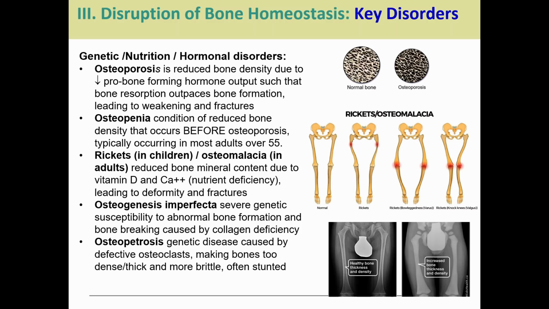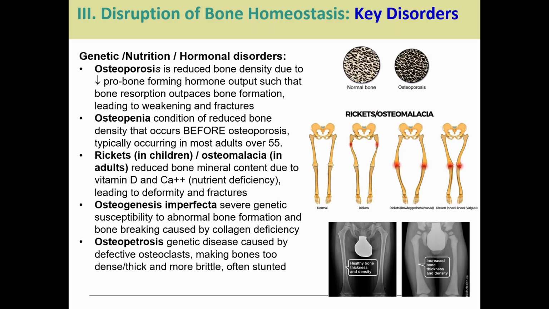Rickets or osteomalacia, this is basically a deficiency in vitamin D and calcium, especially in children. This can cause deformity and fractures in the bones. One of the hallmark signs is the child developing their bones and their legs developing bow-legged, so their legs kind of bend outward, or becoming knock-kneed where the knees kind of lean in too close to each other.